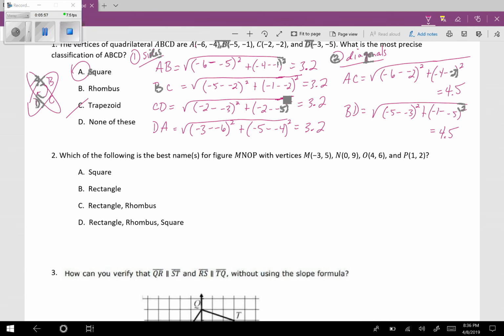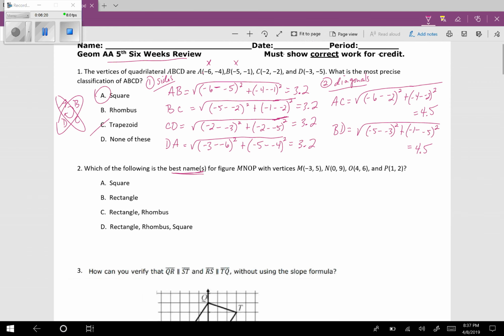Okay, I'll give you a hint for number 2. On this one, it says, which of the following is the best name or names for the figure? You need to make sure that you choose all of the names that it could go under, okay? So it could be just one, if it only fits one. It could be 2, it could be 3. But you have to make sure that if it fits at least one, you've properly classified it under all of them. So number 1 is asking for the most specific. Number 2 is asking which one could it fall under.